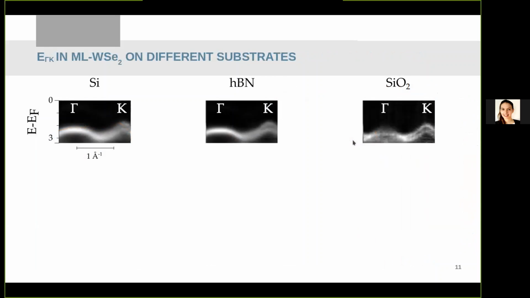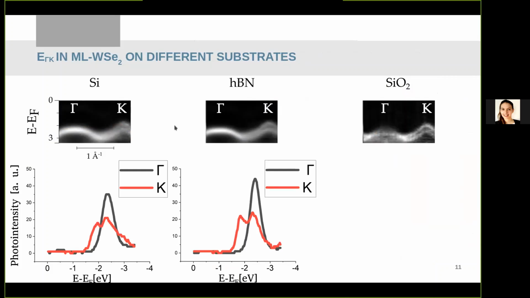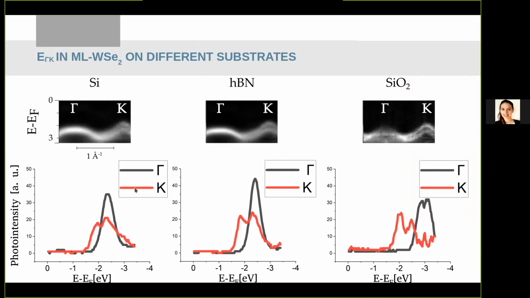So I was interested in this parameter called E gamma K on different substrates: silicon, hBN, and SiO2. So I've looked at them, and here I'm going to show you different photointensity lines. What I've done is, between gamma, the band at gamma, and the band at K, I've done a cut. So this peak here is the band at gamma, and at K we have a spin splitting, so you see 2 peaks here.